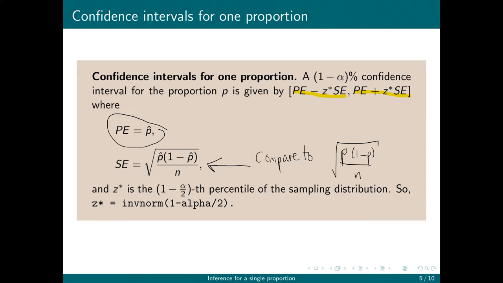All right, so the reason that we're using p hats instead of p's is because we don't know what that true proportion is, so we have to estimate it using our sample proportion. The way we calculate z star is it is the 1 minus alpha over 2th percentile of the sampling distribution. That's a little hard to say, and I'll explain it in the next slide. But we calculate z star by using the inverse norm function on our calculator.